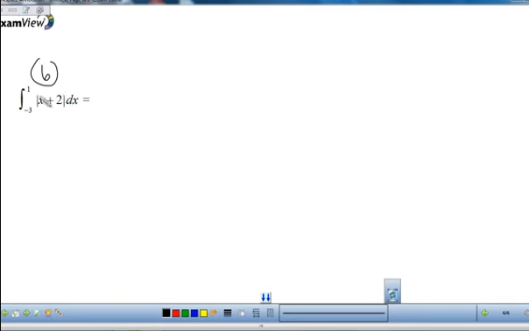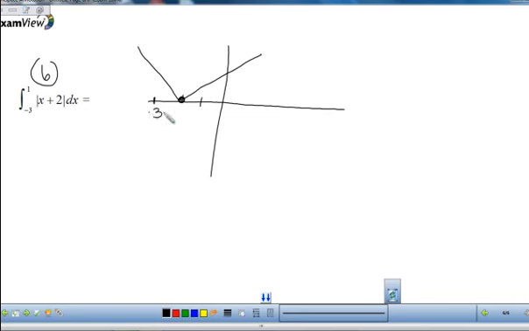Okay, find the area under the curve from negative 3 to 1 of the absolute value of x plus 2. Since I have no idea yet how to find the antiderivative of absolute value, I'm going to go ahead and graph this. So x plus 2 means that I'm going to go to the left 2, and I have the absolute value. So I'm going from negative 3 to 1. So I need to find the area under the curve.